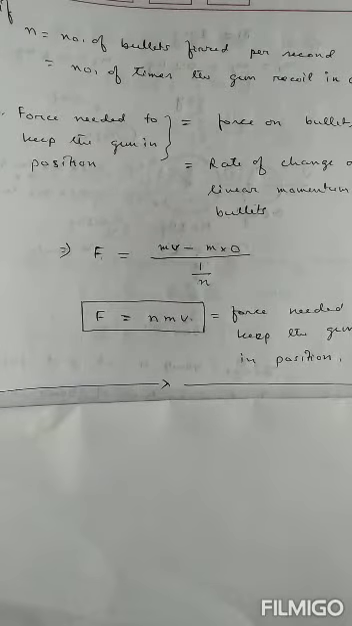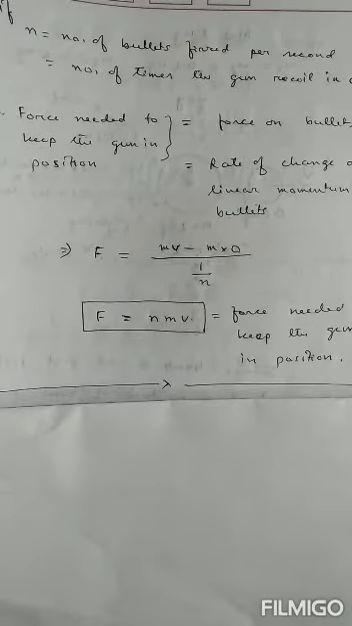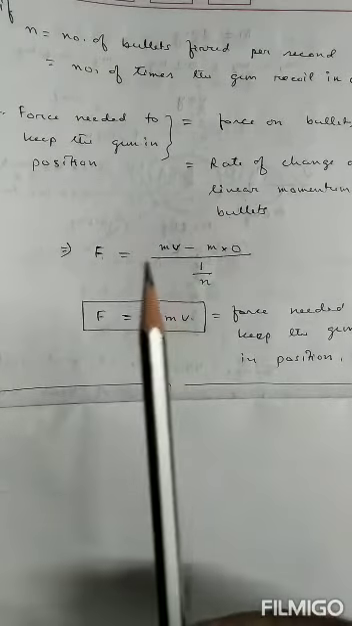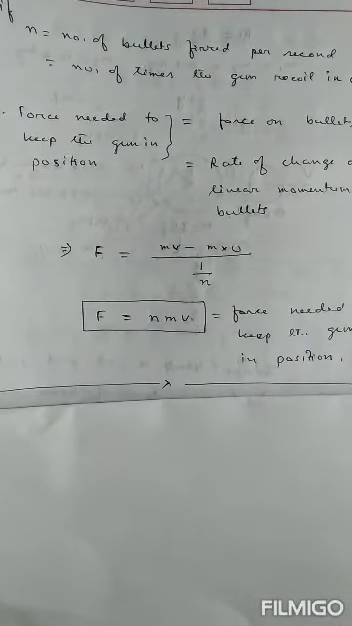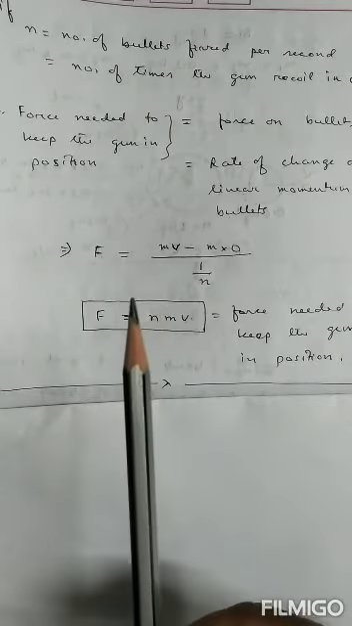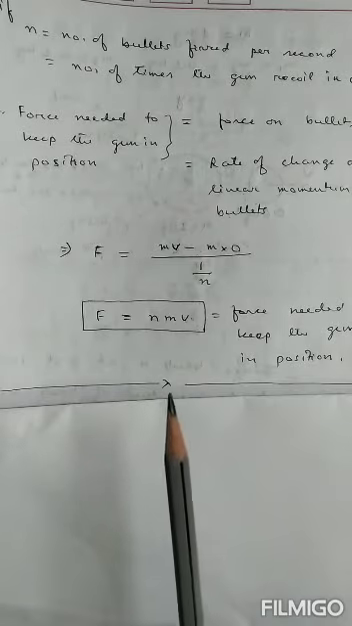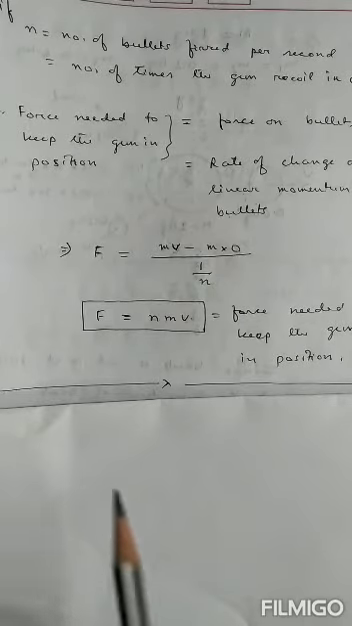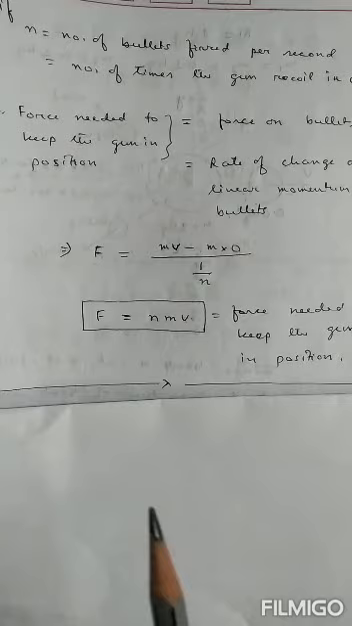During firing, we apply force on the bullet. So that is action. As a reaction of this, the bullet exerts a force on the gun, due to which the gun recoils in opposite direction. Force on bullet is in forward direction, so therefore force on gun is in reverse direction. So therefore, to keep the gun in position, we have to apply a force on the gun.